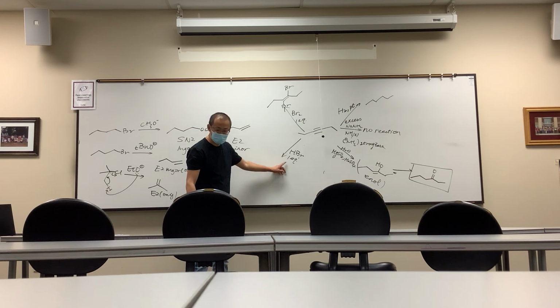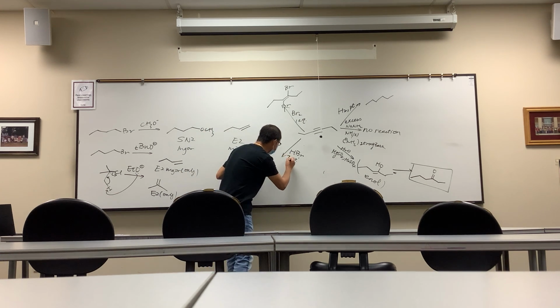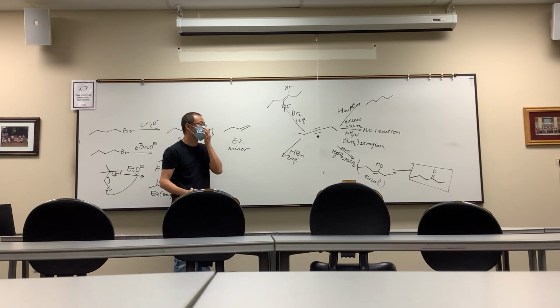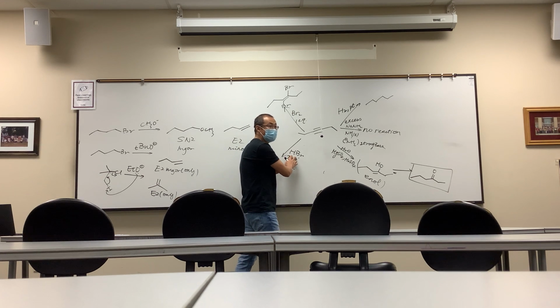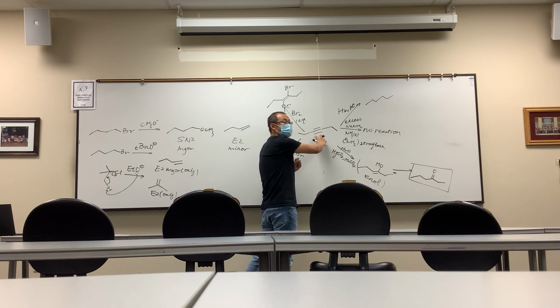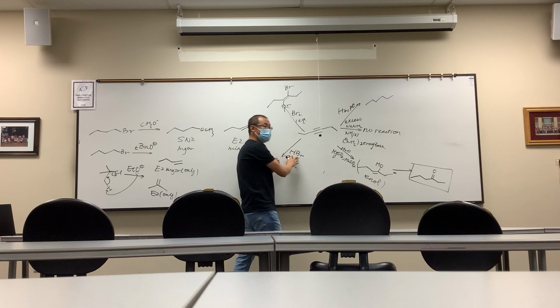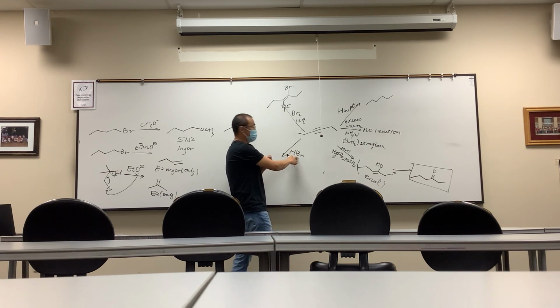Okay, if I have 2 equivalents of HBr, what do we get? Two equivalents means what? You're basically adding HBr to the triple bond, and you add how many HBr? 2, right? Two of it.